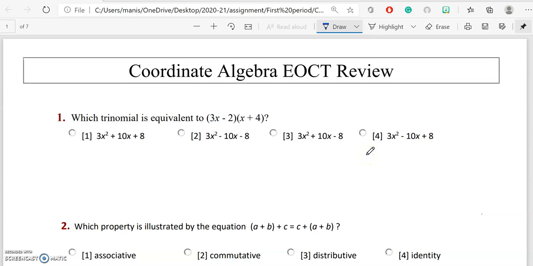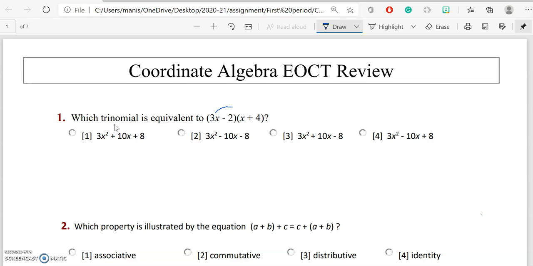Coordinate algebra EOCT review. Question number 1. Which trinomial is equivalent to (3x − 2)(x + 4)? So this is a product of two binomials. What we will do over here is use the distributive property of multiplication.